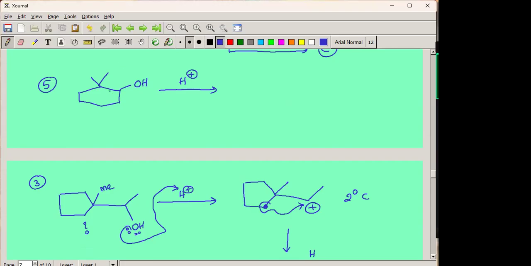Because the 6-member ring system is not that much strained when compared with the 5-member ring system. So that's why there is no ring expansion. In this case, there is no ring expansion.